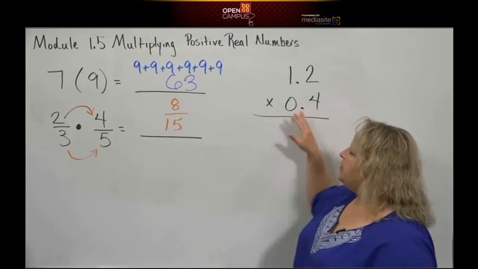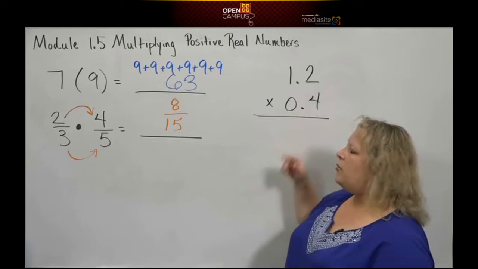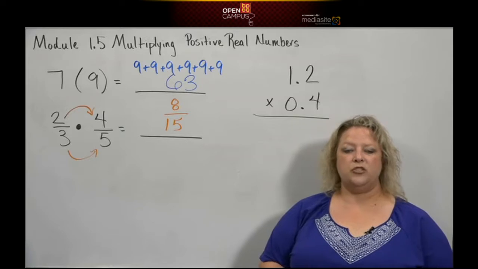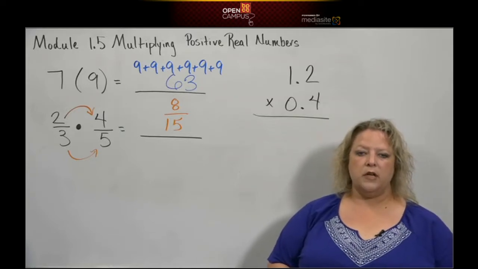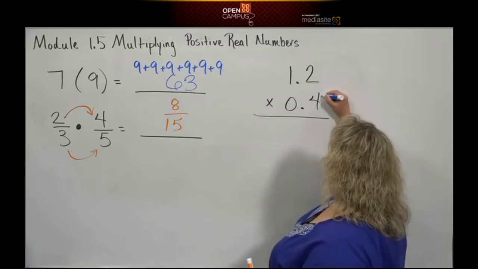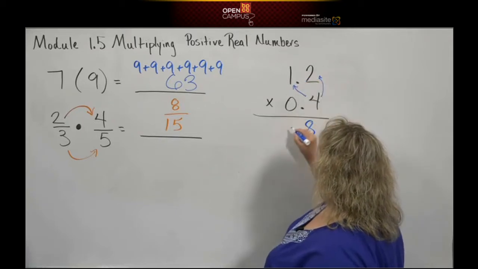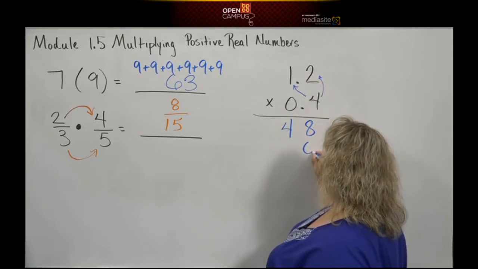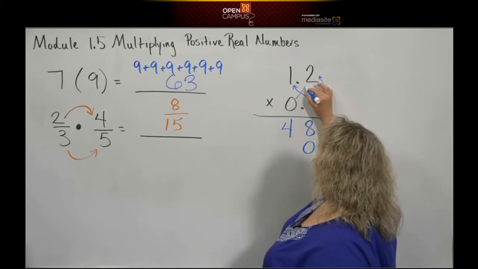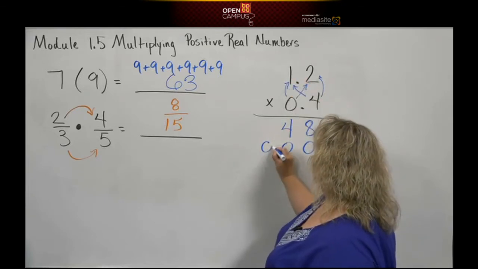The last one we're going to do is our decimal, 1.2, 1 and 2 tenths, times 0.4, which is 4 tenths. So remember, when you're doing multiplication of decimals, it's just like multiplying whole numbers. You worry about the decimal point in the end. So I'm going to multiply my 4 times 2, which is 8. 4 times 1, which is 4. Put my placeholder. And if you want to multiply the zeros, you can. 0 times 2 is 0. 0 times 1 is also 0.